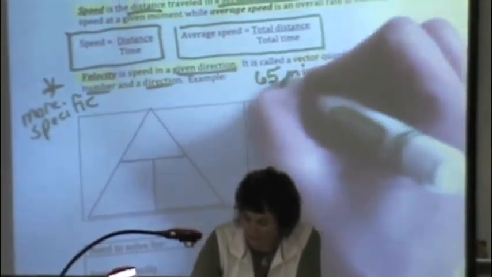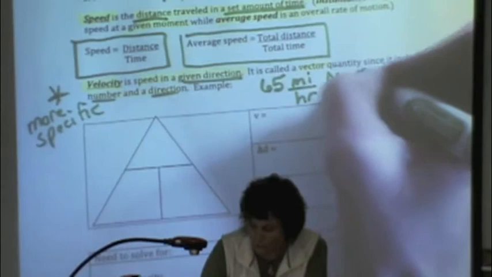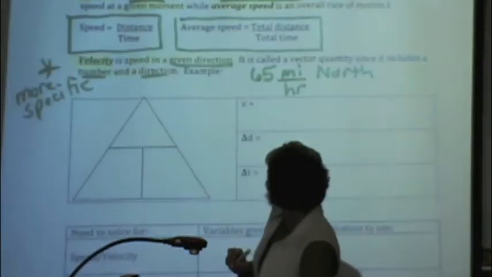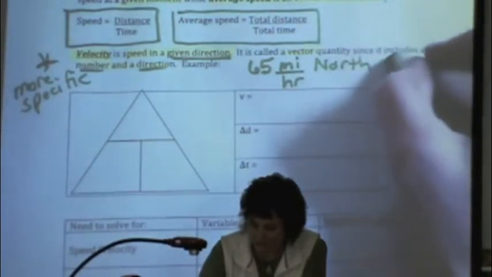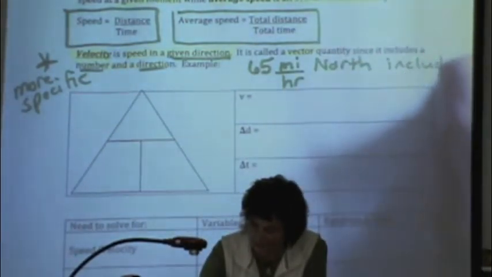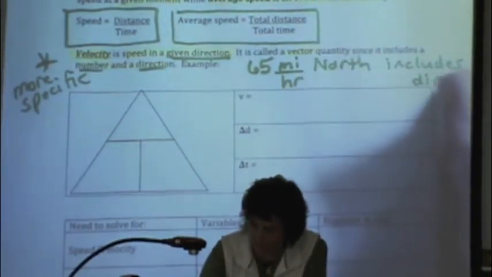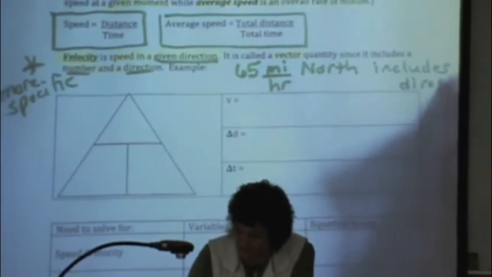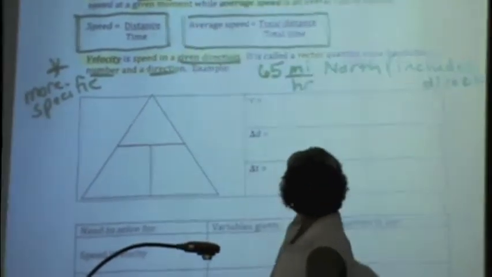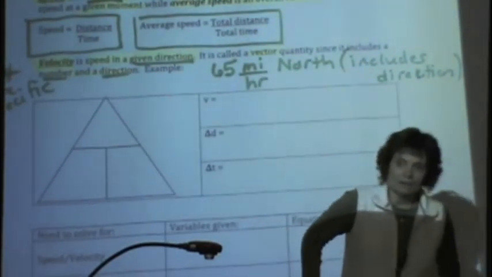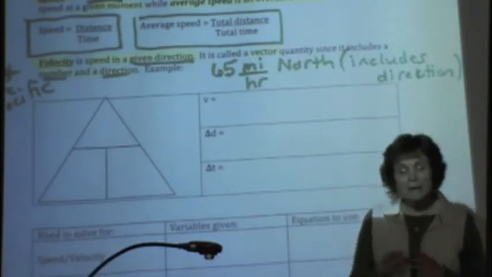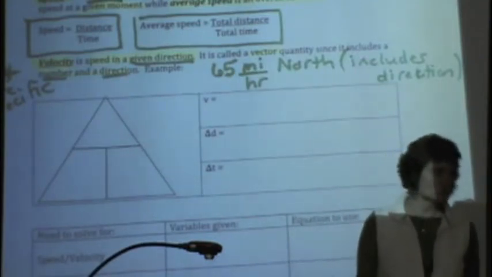Now here's an example of velocity. 65 miles per hour north. This would be velocity, and the reason it's velocity is because I have a distance over a time and I have a direction. So I want you to write includes direction. Now please write everything on my sheet on your sheet. Don't skip any one part. So 65 miles per hour north would be considered velocity. If I just said 65 miles an hour, then technically it's just speed.